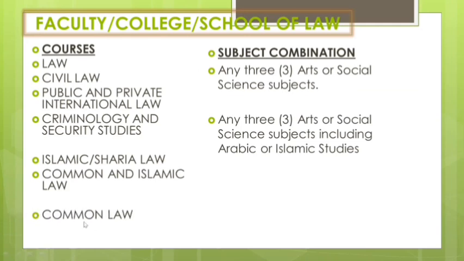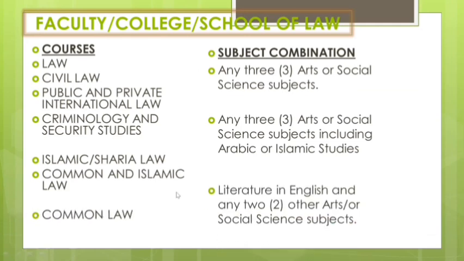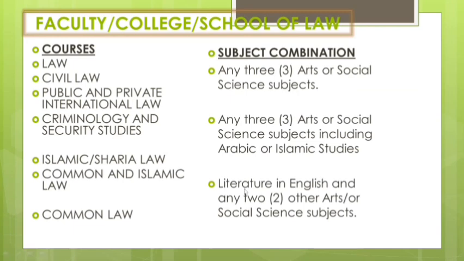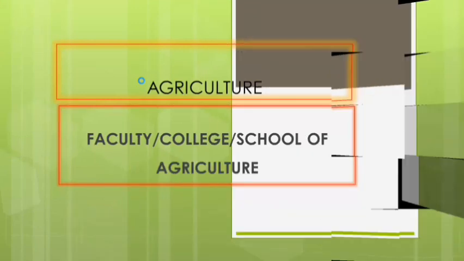Are you a candidate applying for common law? Your JAMB subject combination includes literature in English and any two other arts or social science subjects. So these are the subject combinations for candidates applying for any of these courses under faculty, college, or school of law, in addition to Use of English, which is compulsory for all candidates. Let's look at other faculty.